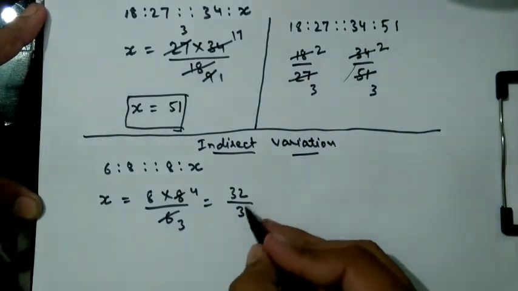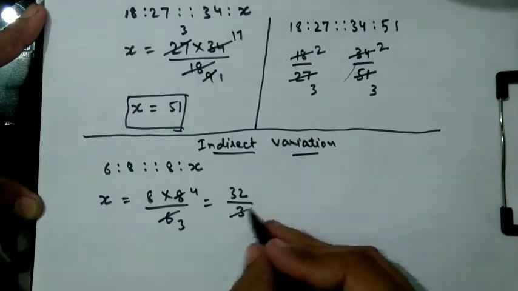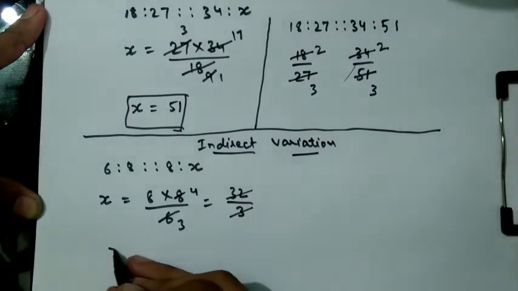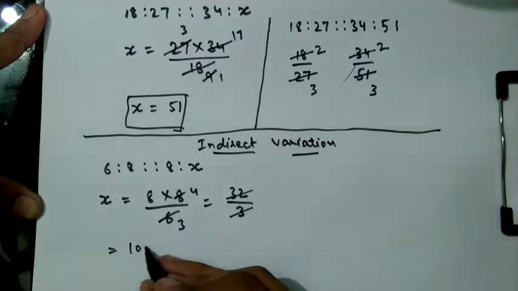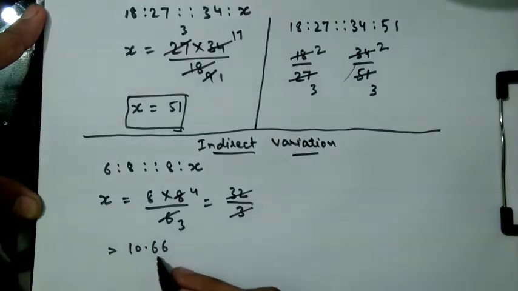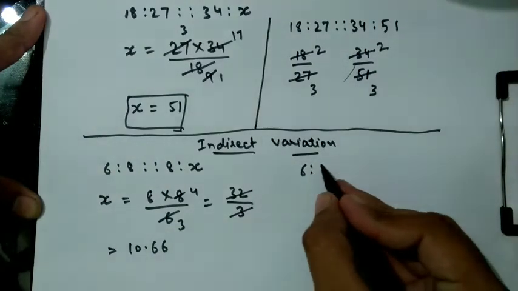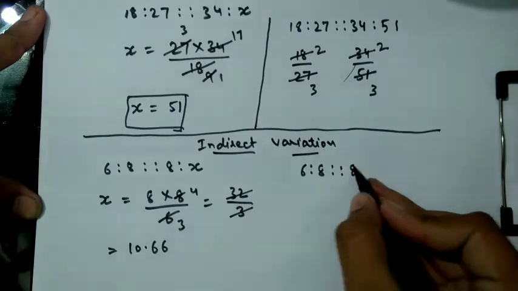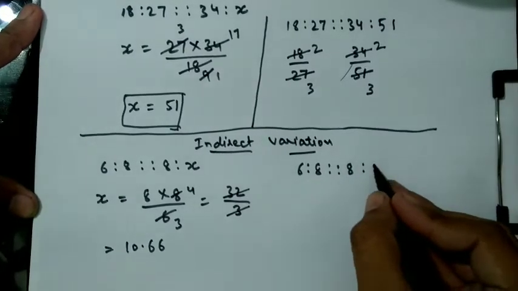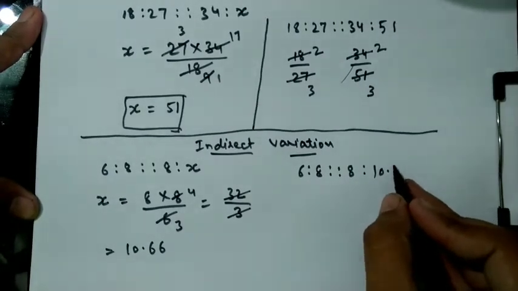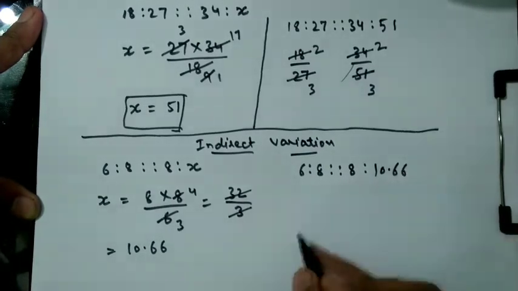So when you simplify it, when you divide it, you will get approximately 10.66, because 6 is repeating in this case, and your final proportion will be 6 ratio 8 proportion 8 ratio 10.66.